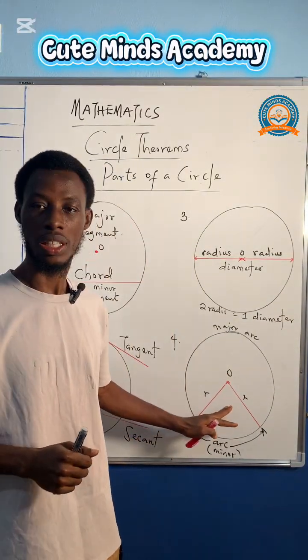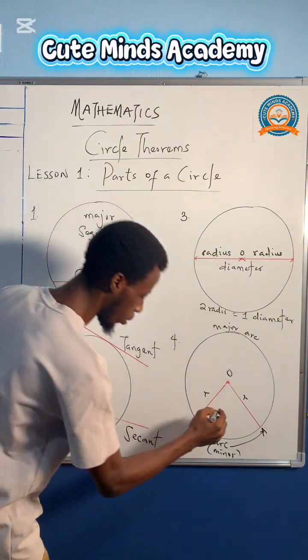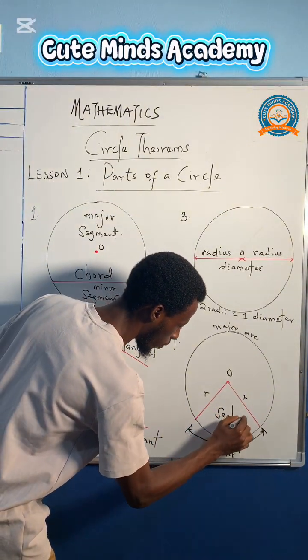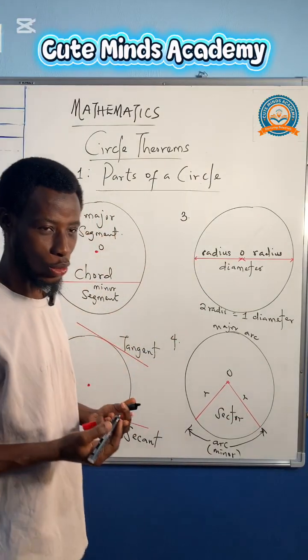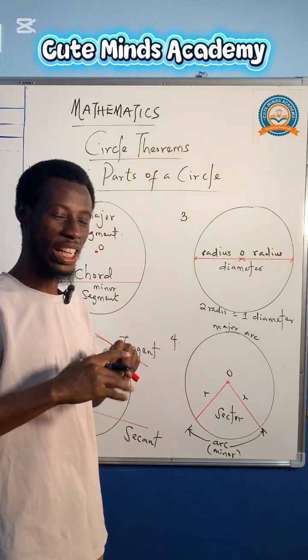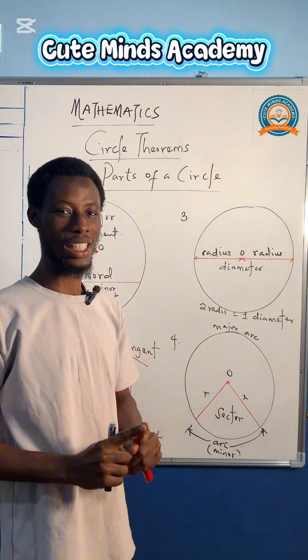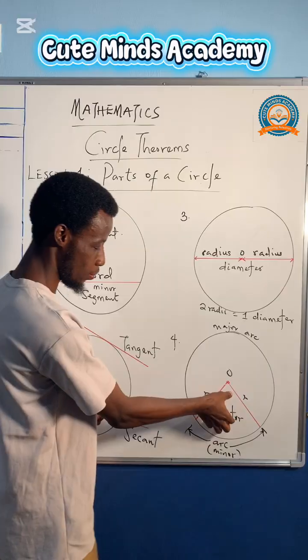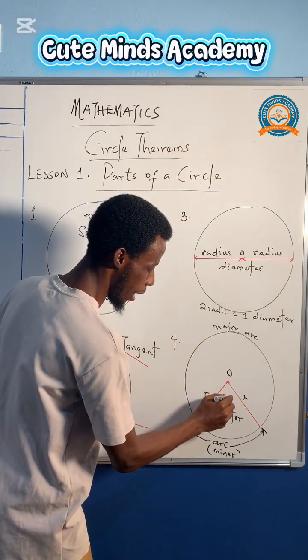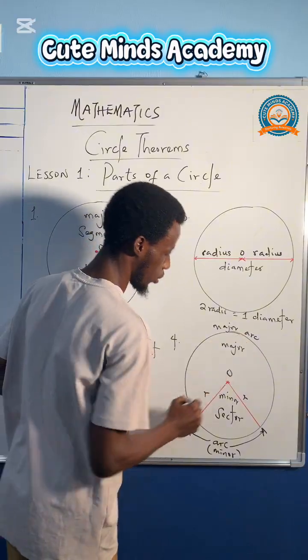The area of the circle that is enclosed is what we call a sector. So this is a sector. So when we have a sector, we have two radii and an arc. That's what makes a sector. Or we say it is the area or the portion of the circle bounded by two radii and an arc. So this is smaller. We can as well call this a minor sector, while we call this a major sector.